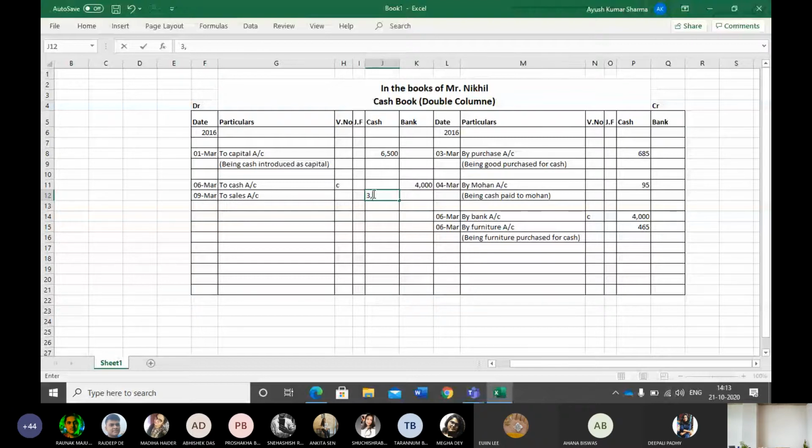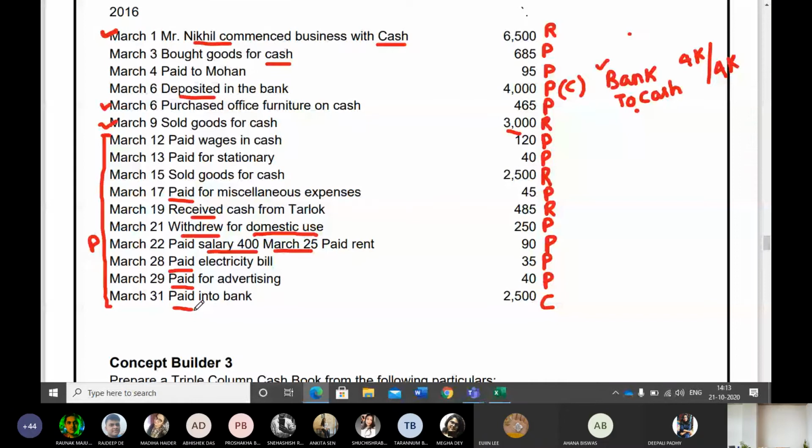So you people start doing this. You have to plot all of this except the last one. Just leave the last one and do the rest from 12th March to 31st March. Complete it fast. I'm leaving this screen. I'm not changing it so that you can see your question.